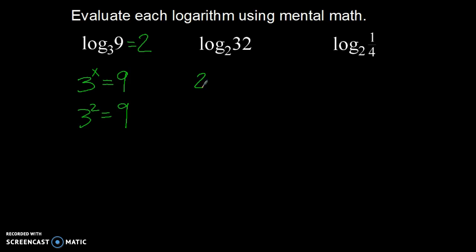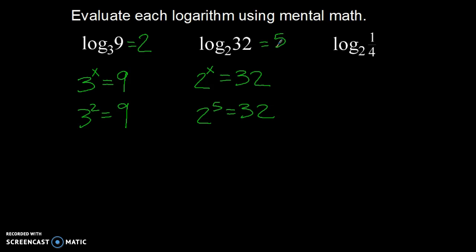Similar setup over here, right? Our base is 2, so we're saying 2 raised to what power gives us 32. Now, if you don't have this one memorized, you can always count off the powers of 2, right? You have 2, 4, 8, 16, and 32, which means that this is 2 to the 5th. So 2 to the 5th equals 32, which means that log base 2 of 32 must just be 5.